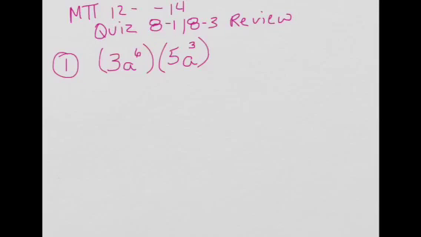Open up your MTT and we're going to go ahead and do a review for the quiz that's going to cover 8.1, 8.2, and 8.3. So here we're multiplying monomials, so we're going to multiply like parts. We're going to do 3 times 5 times a to the 6 times a cubed. 3 times 5 is 15. A and a, both the bases are the same, so we're going to simply add the exponents. So this is going to be a to the 9th.